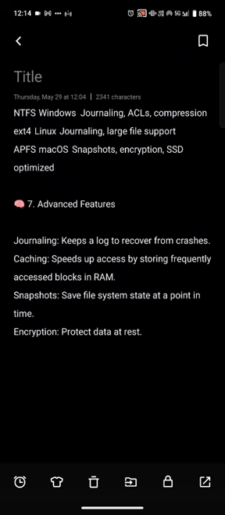Journaling keeps a log to recover from crashes. Caching speeds up access by storing frequently accessed blocks in RAM. Snapshot saves the file system state at a point in time. Encryption protects data at rest.